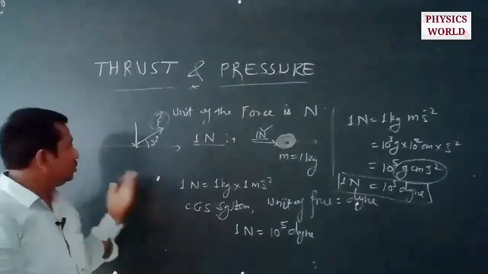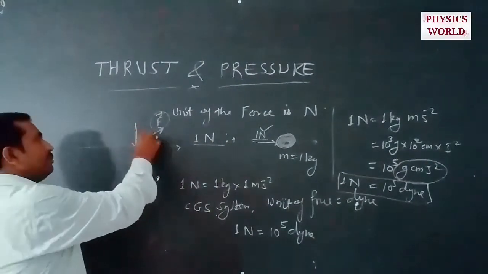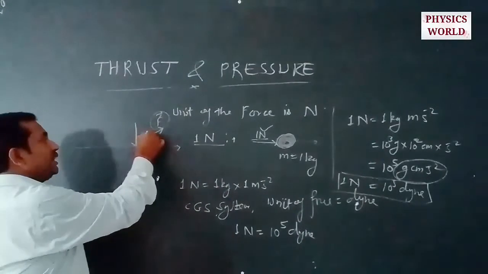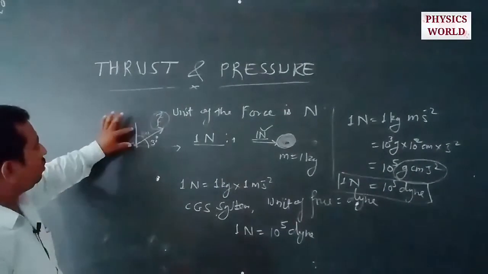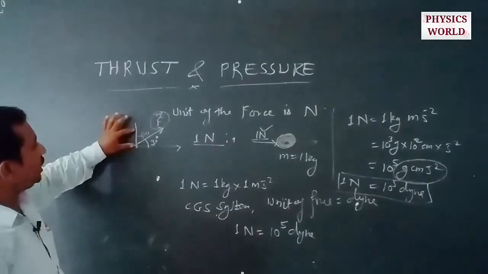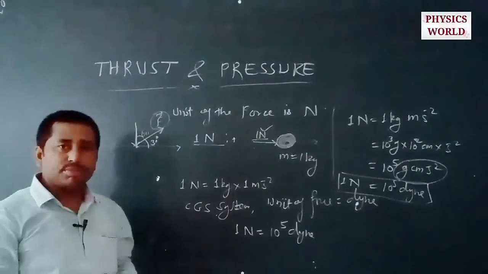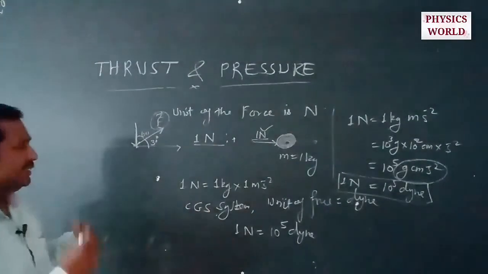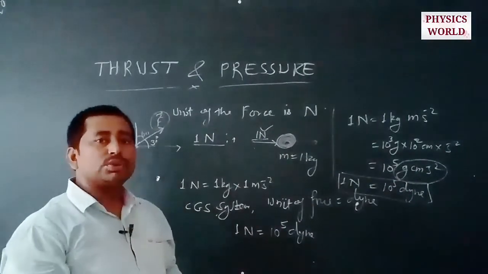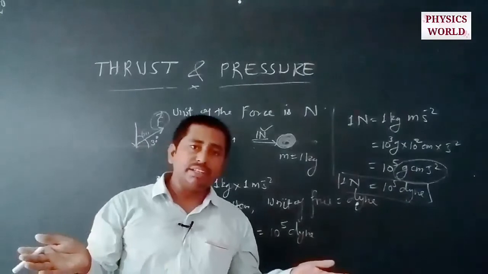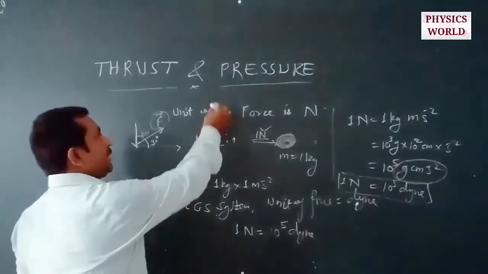Okay, so suppose that this angle is 30, then this angle will be equal to 60. So the amount of this force along this direction becomes what? This becomes F cos 60 or F sin 30. Okay, so in a simple case you can define it as the amount of the force acting on any surface normally is known as thrust. Now come to the topic pressure.